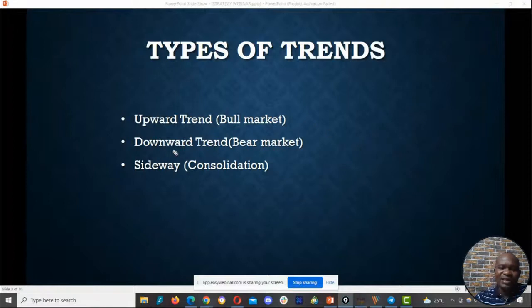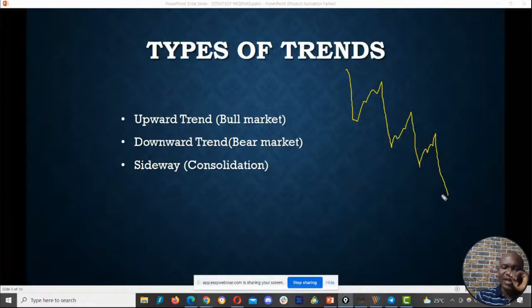Then the second one is a downtrend. The downtrend is bear market, and we can see it to be this, where the market is coming down, and it's coming down. All right. And if you are drawing a trend in this scenario, you touch this peak, where the market makes a lower high, and the market keeps dropping lower lows. All right, so these are trend lines.